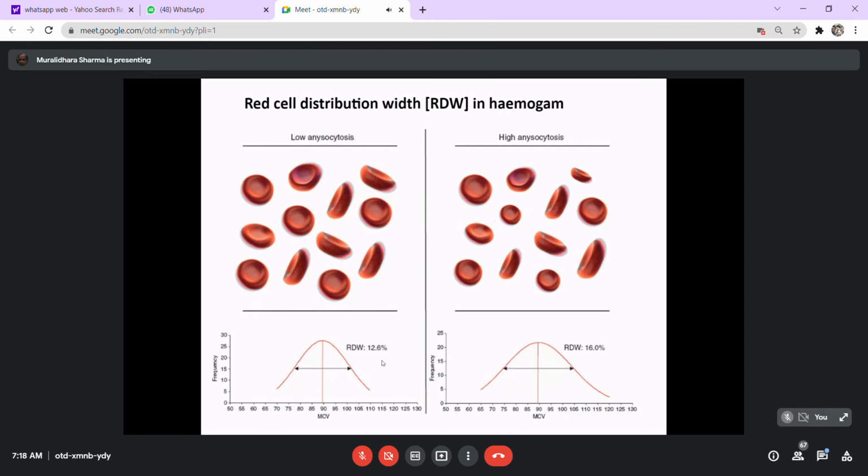Red cell distribution width in the normal situation is around 12.6%. 12.6% in the sense you will have a few premature and a few overmature RBCs, whereas in those patients who have an abnormal mechanism of production of the RBCs, particularly abnormalities related to the generation of the RBCs, you will have a wider RDW, or when the percentage is increased to more than 16, then we say that there is an abnormality of the RBC.